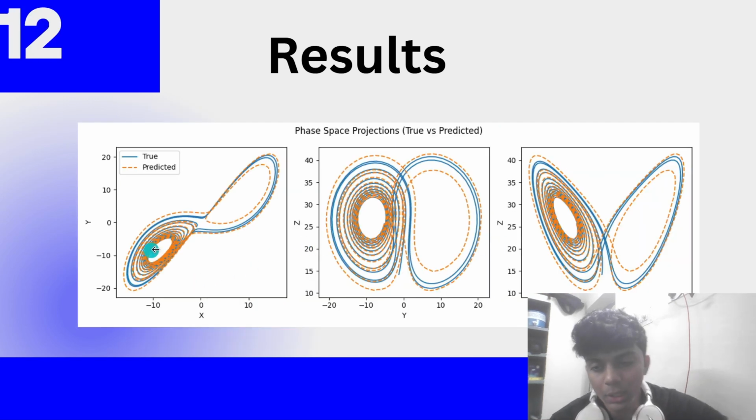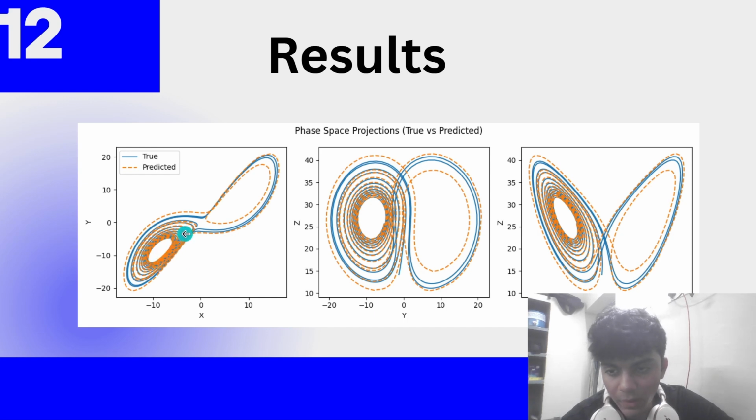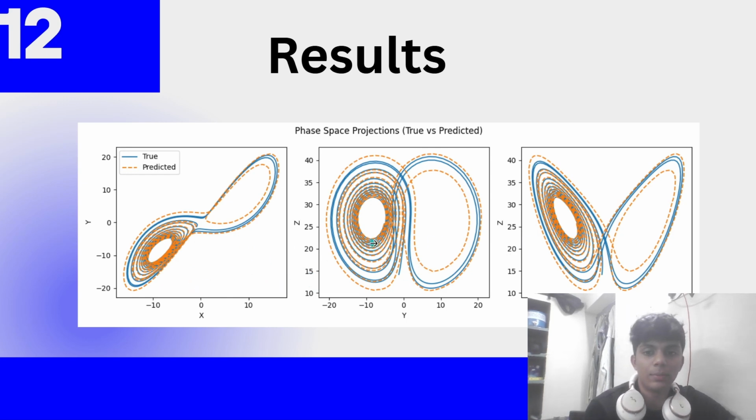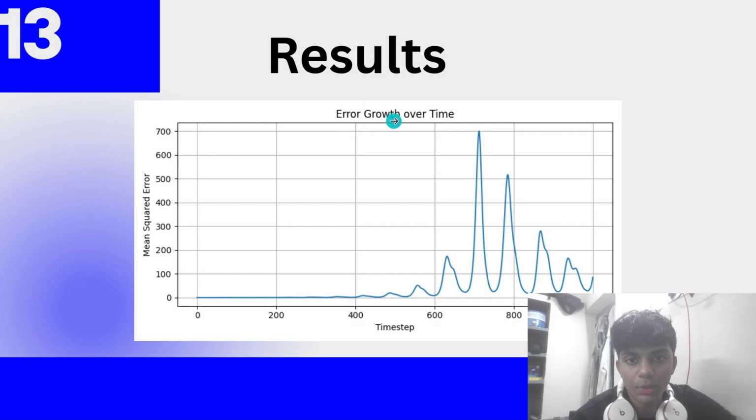It can also be seen over here, where initially it was very close to the true values, but then it started diverging, and then it just went off. This can be seen in all the X, Y, and Z values. Talking about the error growth, initially the error growth was 0 till 400, then it started to increase a bit, and then it went on increasing, and then again dropped down.